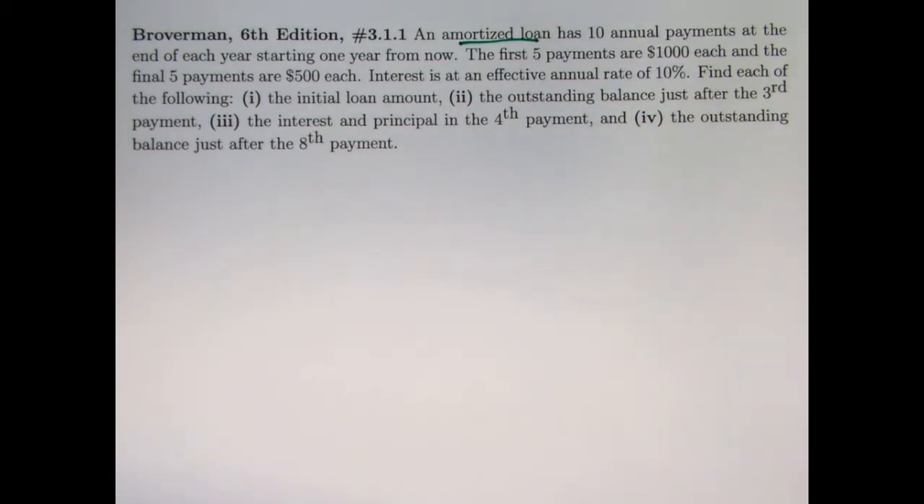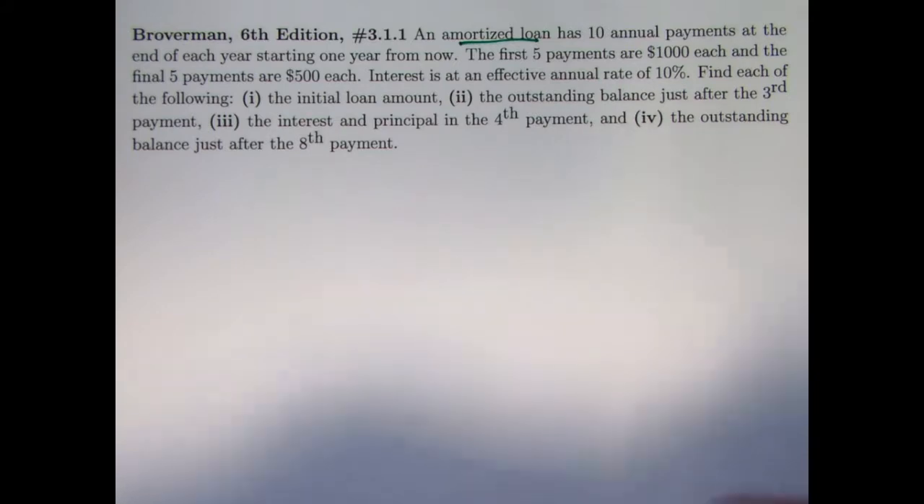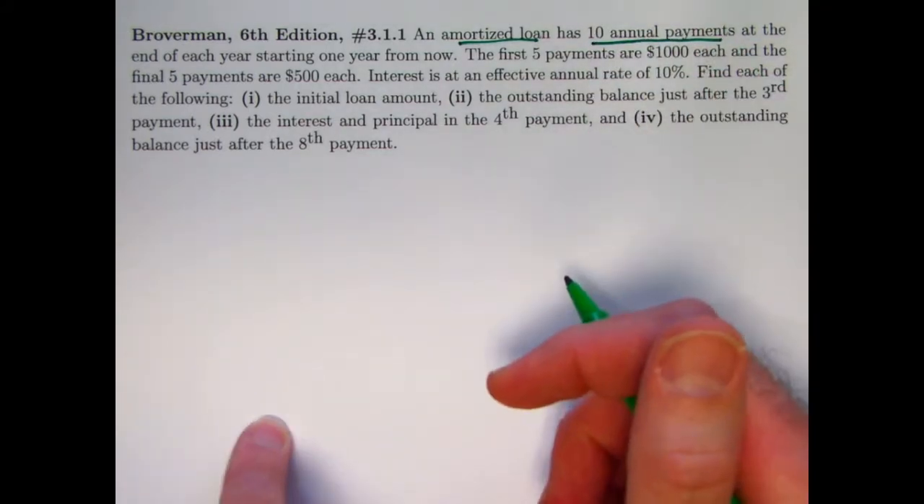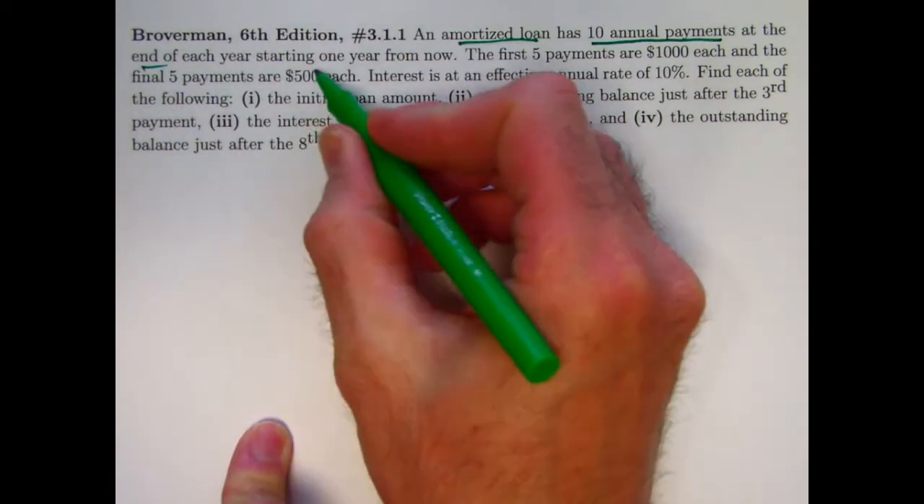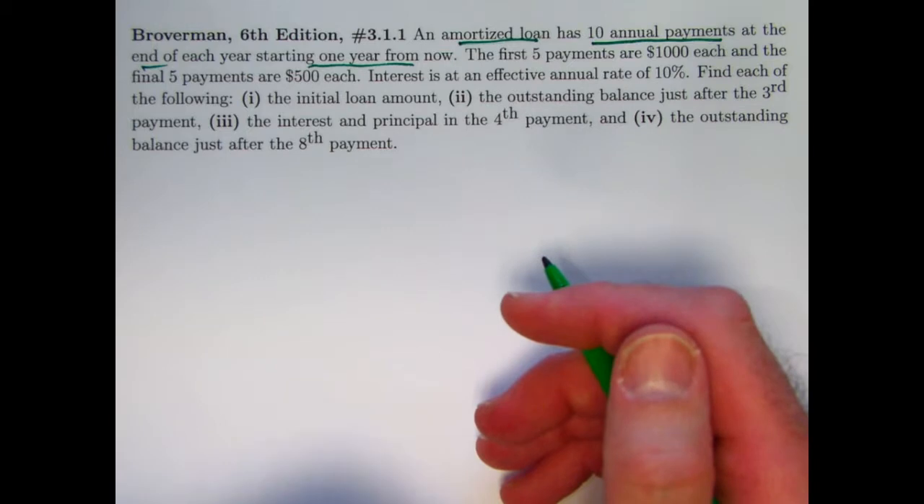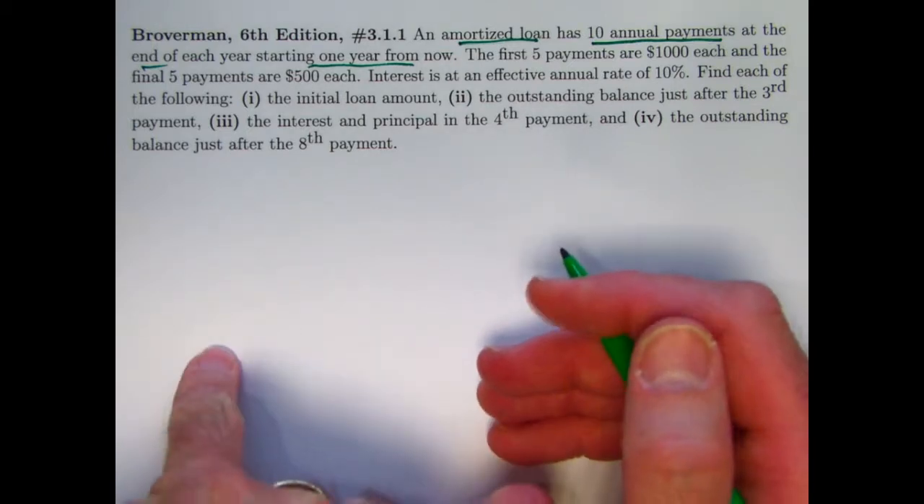A loan is where you are borrowing some money, say from a bank, to buy a car or buy a house, something like that. This loan has 10 annual payments that you need to pay back to the bank at the end of each year, starting 1 year from now. So the payments are going to form an annuity immediate. So Chapter 2 ideas still apply.